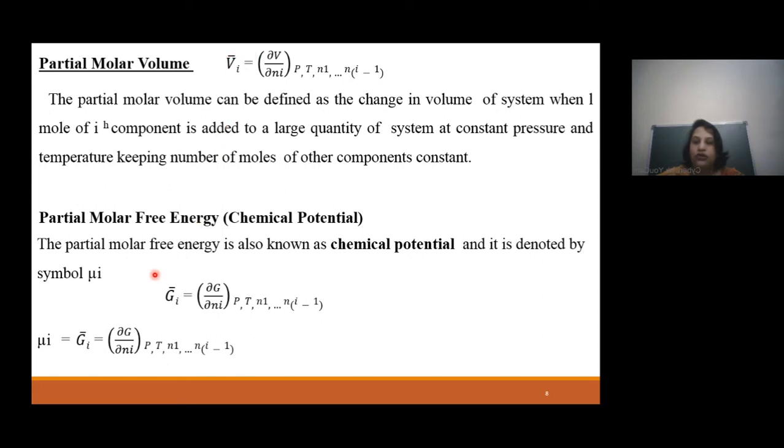Similarly, if I want to check partial molar free energy, I have to see the differentiation del G by del Ni at all these constant parameters. So it will be represented by Gi bar. But whenever we consider this Gi bar, we call it the chemical potential, that is mu i. This is mu i, that is equal to Gi bar. This is the partial molar free energy, and this partial molar free energy is indicated by mu i, that is equal to chemical potential.